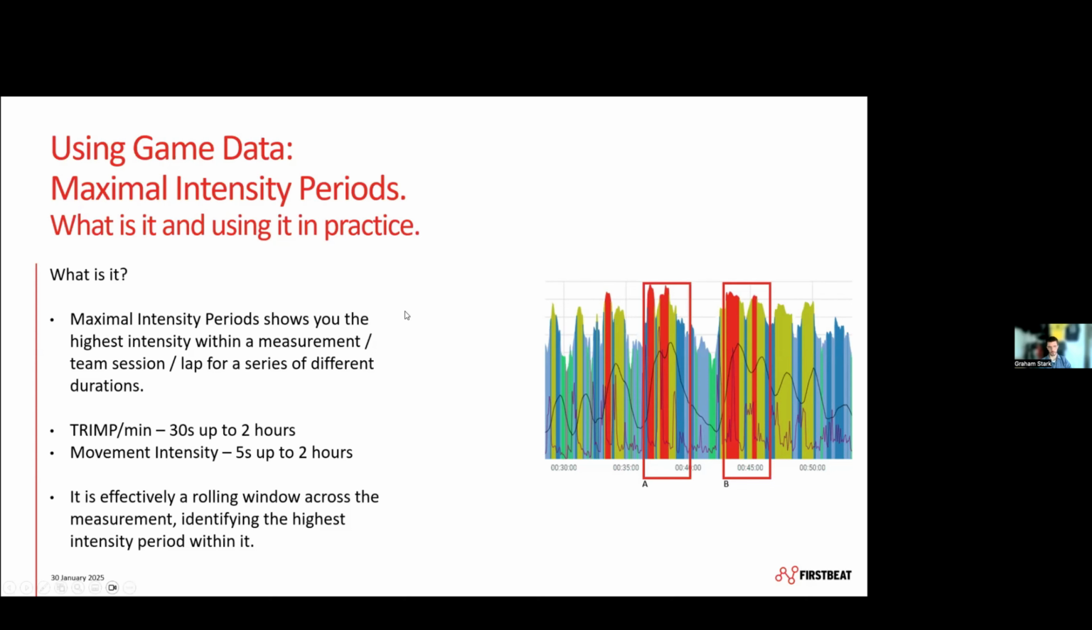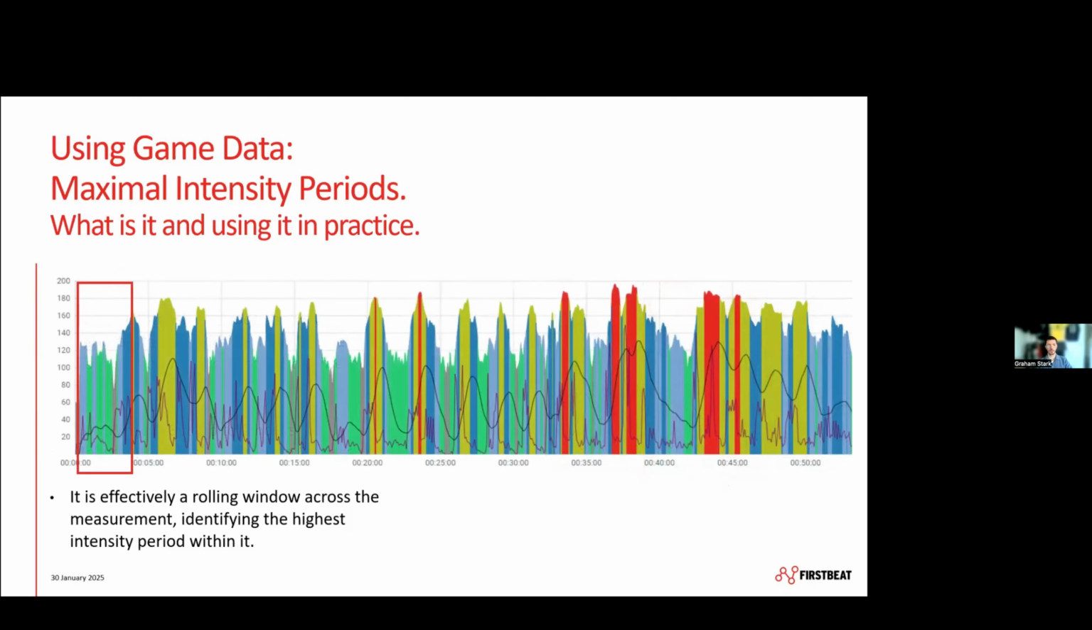It is available for both trim per minute and movement intensity, so the accelerometer equivalent of the trim values, and goes from anything from 30 seconds all the way up to 2 hours. So it covers a really broad range of durations that you might be interested in. The feature itself is effectively a rolling window throughout the whole measurement. It will go through second by second and look for the 2-minute, 3-minute, 4-minute period, whatever you've chosen as the most relevant, find the highest intensity one, and put that data out for you.